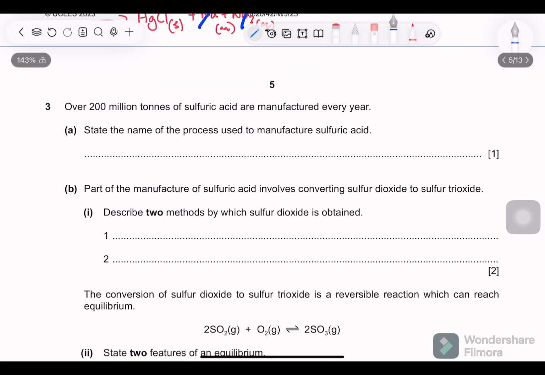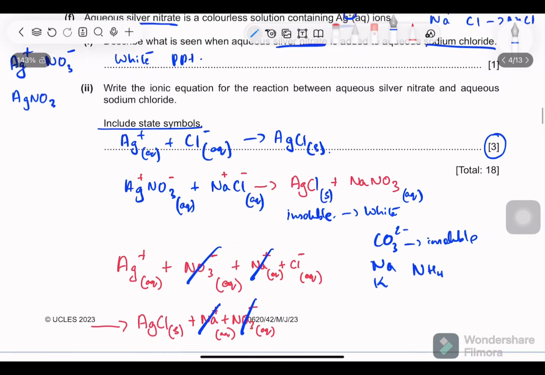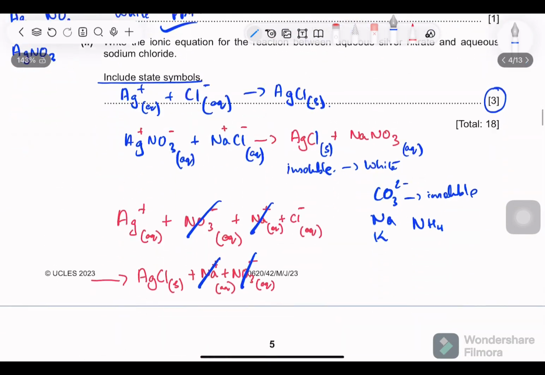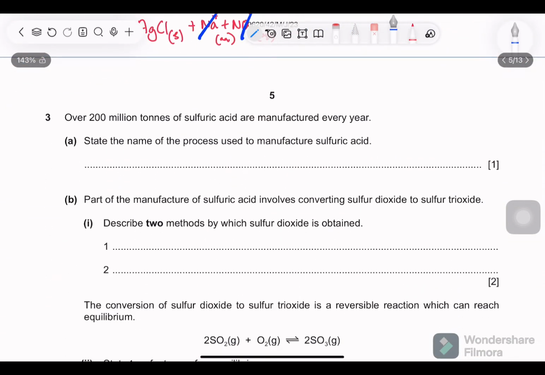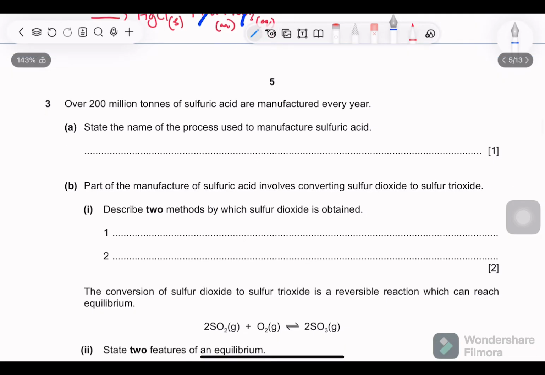Next, over 200 million. Oh, I guess we missed one part. No, we have done this. Next, over 200 million tons of sulfuric acid are manufactured every year. State the name of the process you use to manufacture sulfuric acid. We know this is the contact process. Now, contact and Haber, you need to know both of these.